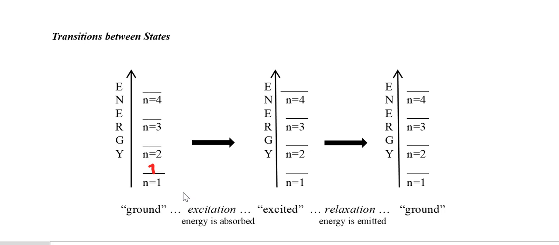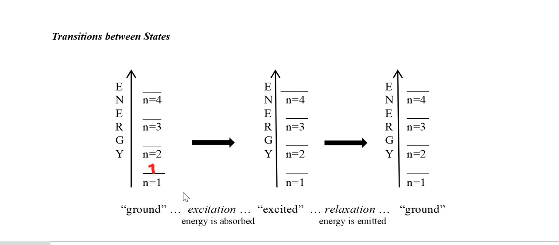I said a couple of videos ago, about the Bohr model, how Bohr talked about electrons moving between states, between energy levels, either moving up or moving down, and releasing set amounts of energy that came out of the work of Max Planck. So what I'd like to talk about is just transitions between states.